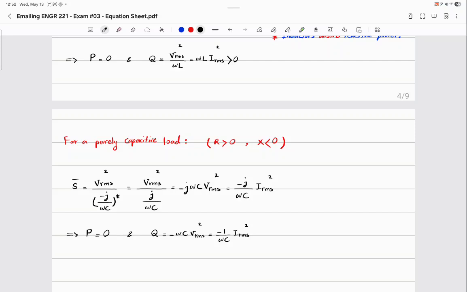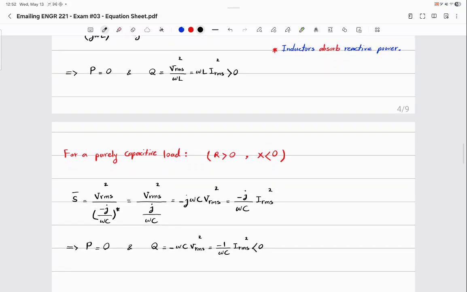Okay? And what's the sign of Q? Negative. So tell me what to write. Capacitors supply reactive power. Any problem?